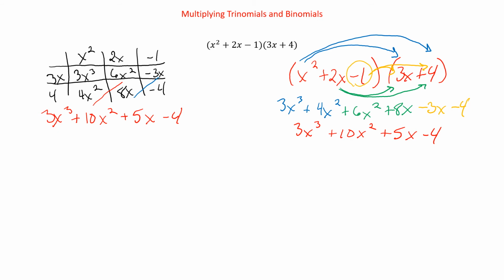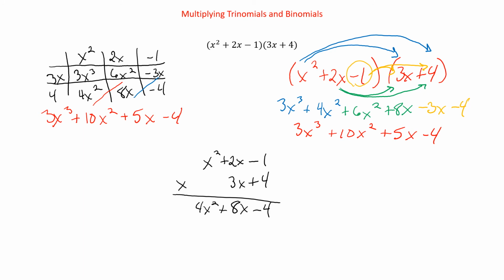Another way to organize, and this becomes very useful when we get bigger and bigger polynomials, is we can stack these. So we can go x squared plus 2x minus 1, 3x plus 4. And we're going to multiply. So first we can multiply by the 4. So that's going to be 4x squared plus 4 times 2x is 8x. 4 times negative 1 is minus 4. Then we can multiply by the 3x.